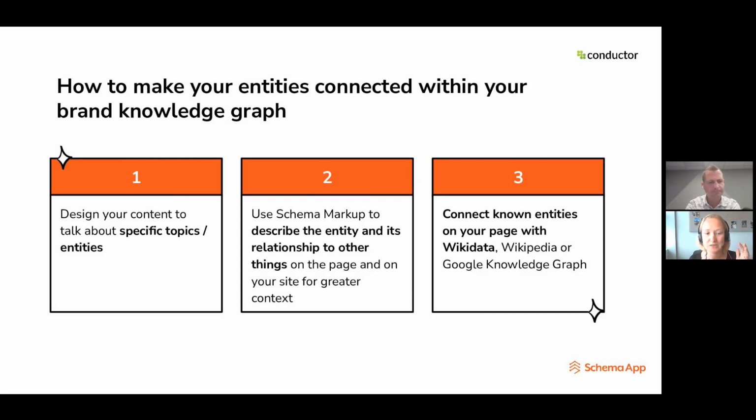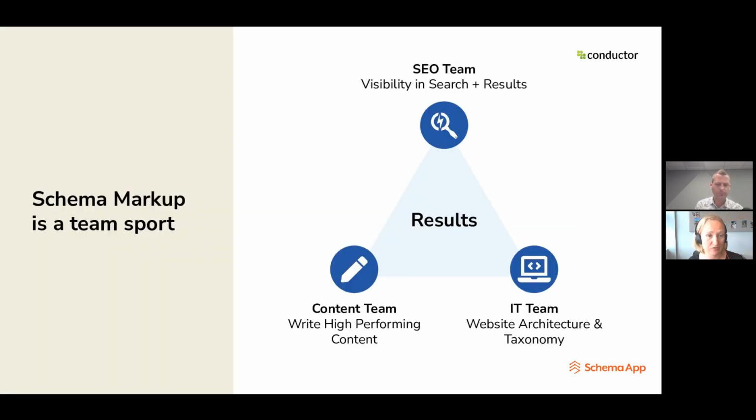The long tail is going to win in this new world. You're going to then use schema markup to describe the entity and its relationship to other things. And then you're also going to link to other known entities, whether that be disambiguating with external sources, or you're going to use it also to connect with things internally within your own graph.